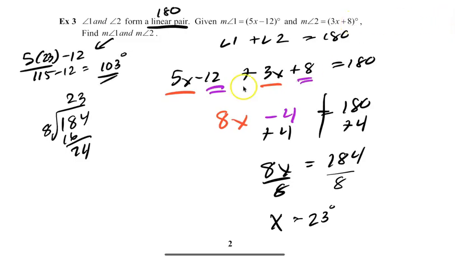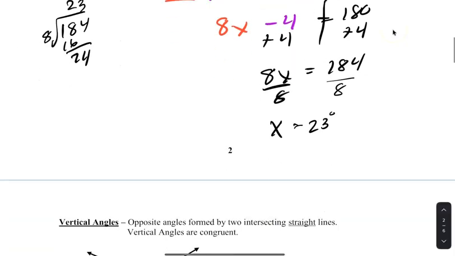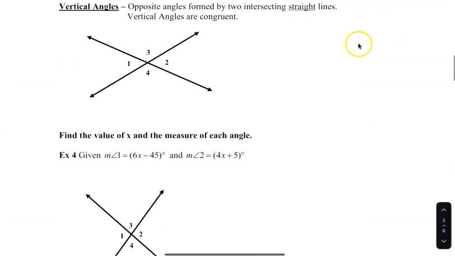And then the measure of angle 2, same idea, right? So it'll be 3 times 23 plus 8. So that's going to be 69 plus 8, or 77. So that's the measure of angle 1 and the measure of angle 2. Okay, last one, vertical angles.